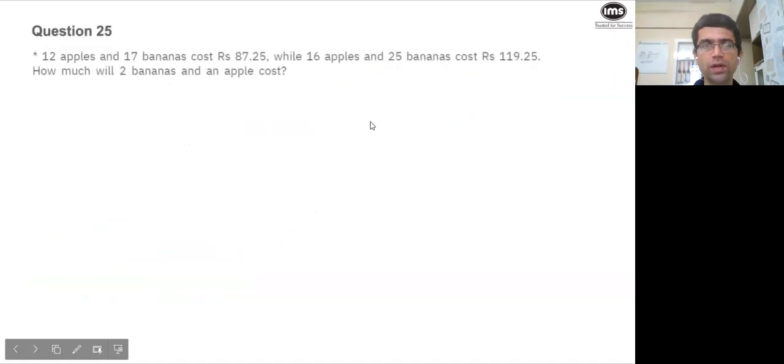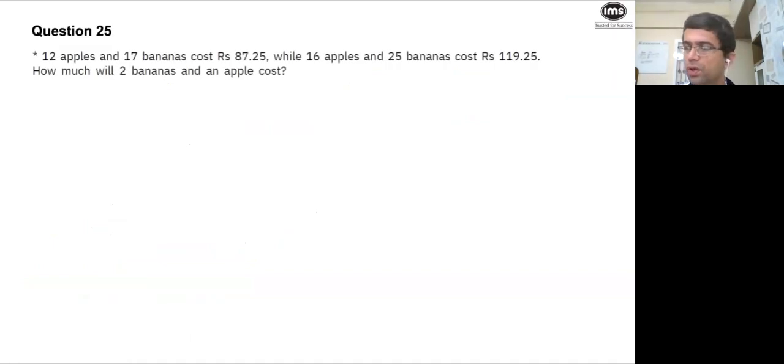Very good. Let's move on to a few other questions. Question 22. It should be 12 apples, 17 bananas, cost 87.25, 16 apples, 25 bananas, cost 119.25. How much will 2 bananas and an apple cost? Okay, let me just go through the solution. I'm sure it has a similar pattern to what we did earlier.